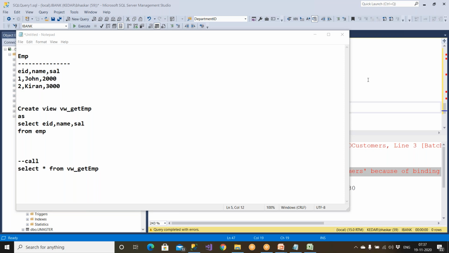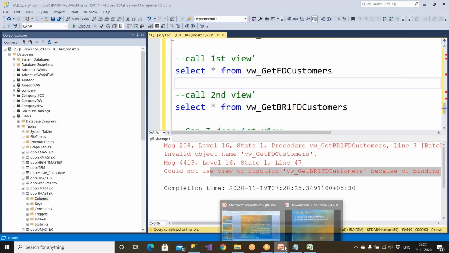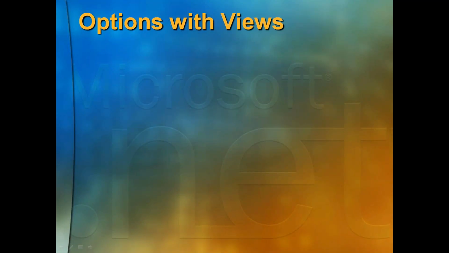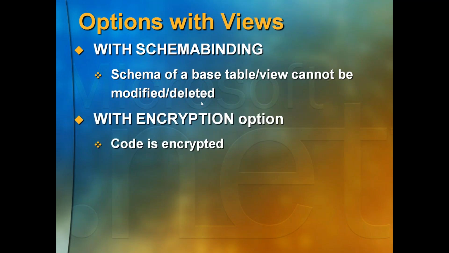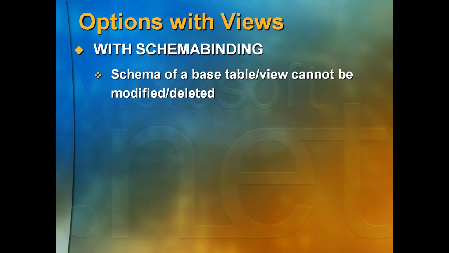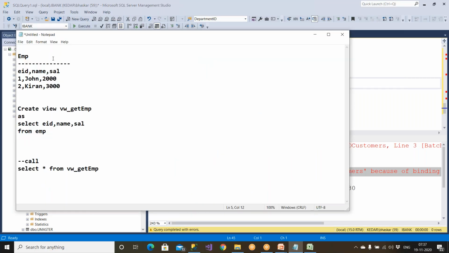There is a provision for you in SQL Server, which is called the WITH SCHEMABINDING clause. The schema of the base table or a view cannot be modified or deleted. What is the meaning of schema binding? We are talking about if you change any schema. I told you this is what is called the schema. If you change this, automatically this view will not work.